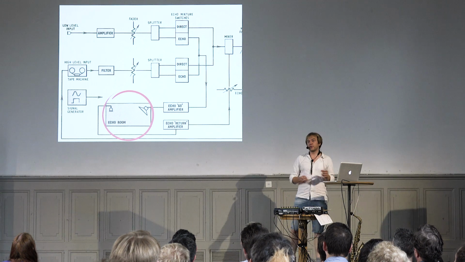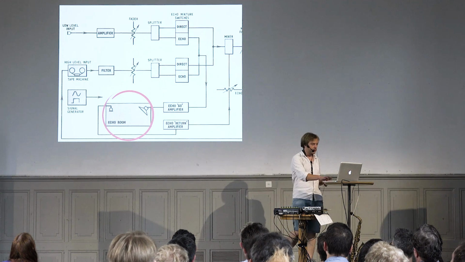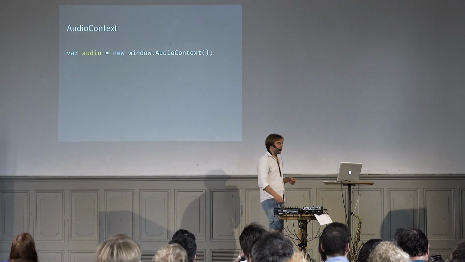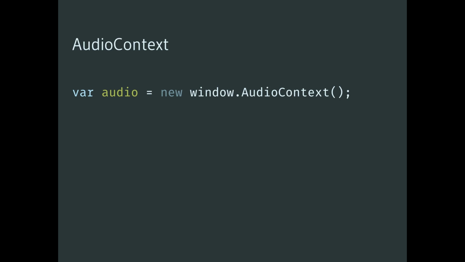So, I'm going to go through those 3 objects in a little more detail. You get the audio context from window.audioContext. You create a new audio context, and the most important node is already available to you on the audio context. It's the destination node. It's the most important one, because without it, we won't hear anything. This is where we send all our audio to get it to come out of the loudspeakers.